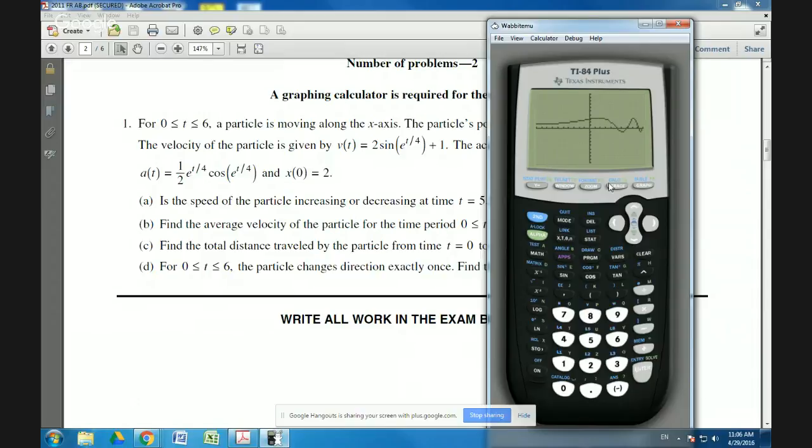So we're just going to calculate a 0 here for the direction change, because this is velocity already. It's the derivative. So second, calculate 0. Do your left bound, right bound, and enter. And you have your 0. So that's where the particle changes direction between 0 and 6.